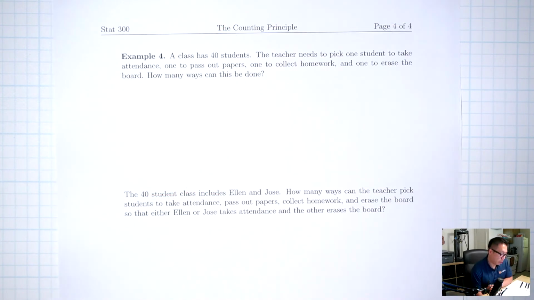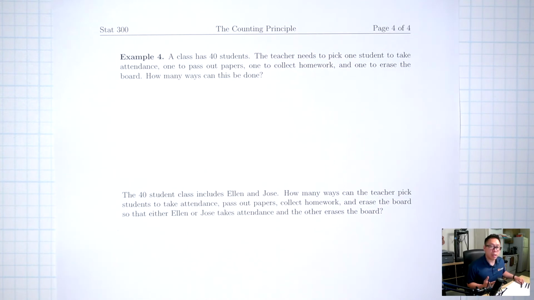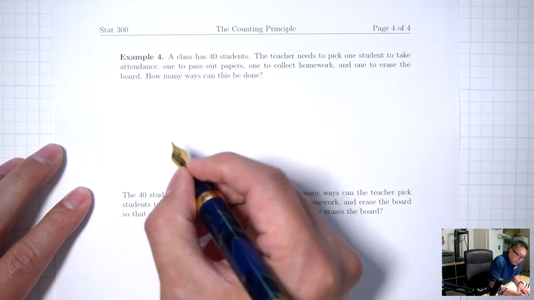Example 4. If class has 40 students, the teacher needs to pick one student to take attendance, one to pass out papers, one to collect homework, and one to erase the board. How many ways can this be done? First thing you need to decide is how many blanks you need. So I need one blank for the attendance taker, one for the paper passer outer, one for the homework collector, and one for the board eraser. So four blanks.